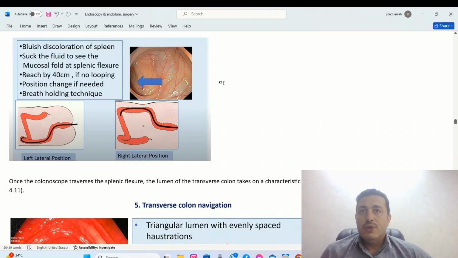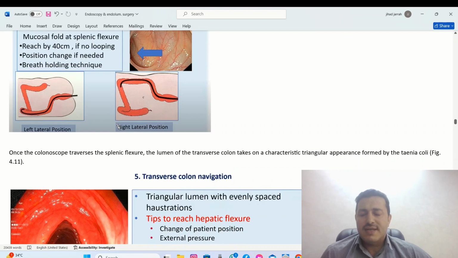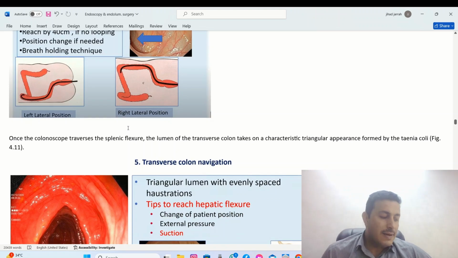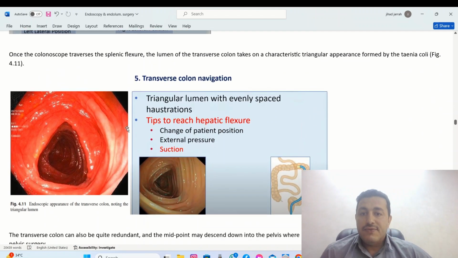Sometimes we may use adjuncts to pass the splenic flexure. Of these adjunctive maneuvers is the changing of the position. You can see the classic left lateral position in which the patient started. You can see here we have two flexures. When we change the patient to the right lateral position, it actually makes it easier to pass. This is one of the maneuvers. Another maneuver is abdominal pressure. We will discuss them in the next few minutes.